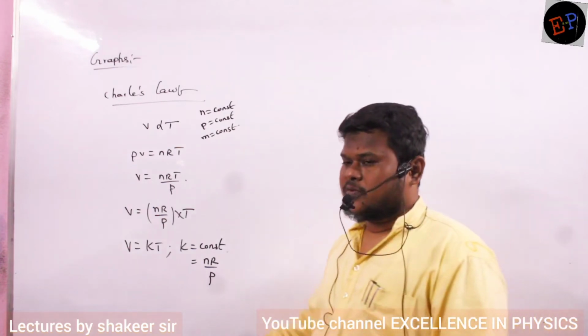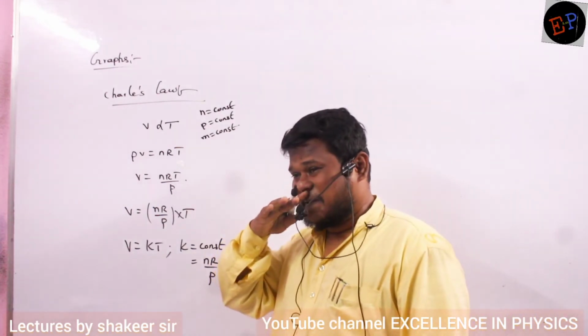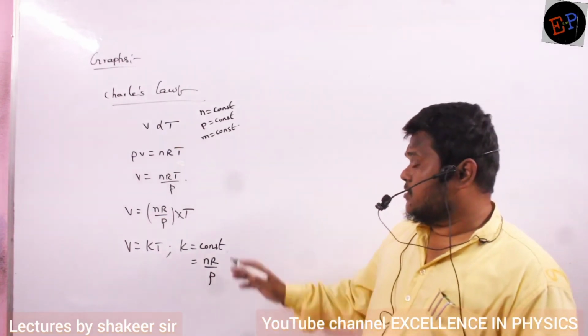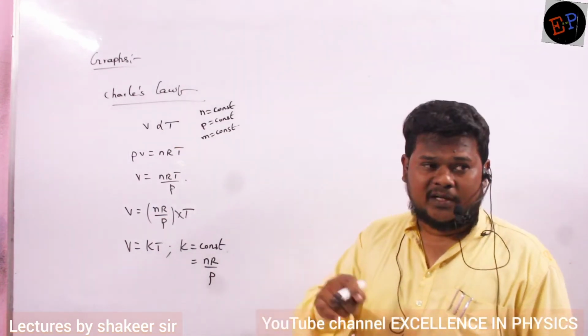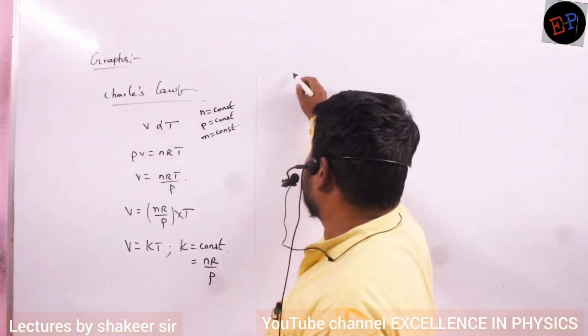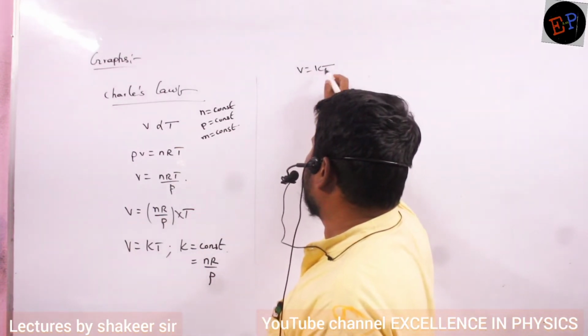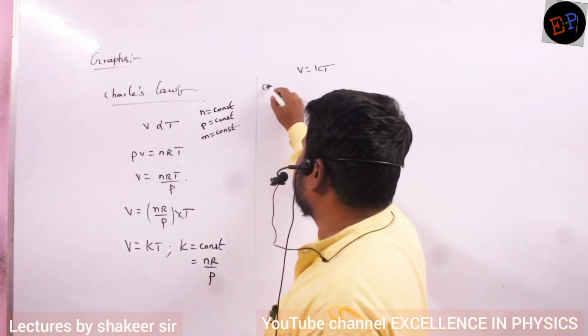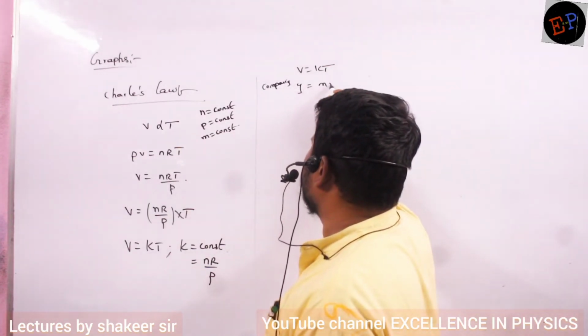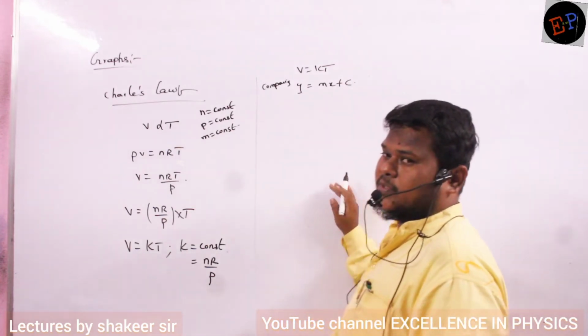Understood, no? So in the previous condition, what was the constant? nRT was a constant in Boyle's law. In Charles law, what is the constant? nR by P is a constant. Now you take the equation V is equal to K into T and compare it with y is equal to mx plus c. Are you able to understand?